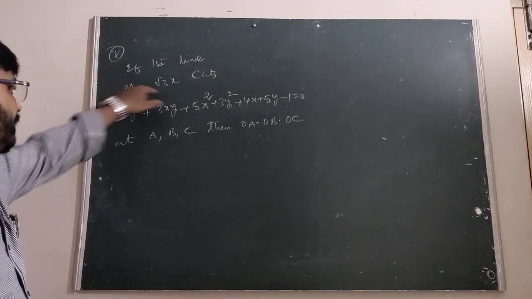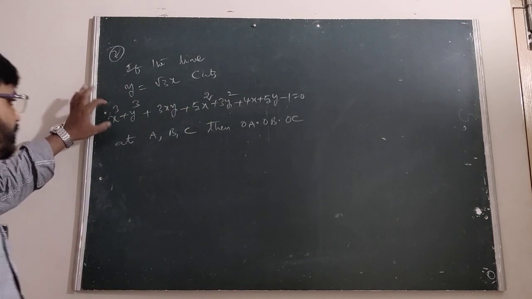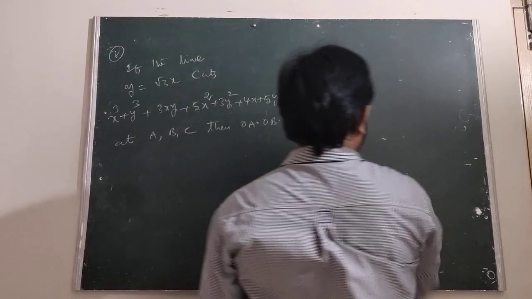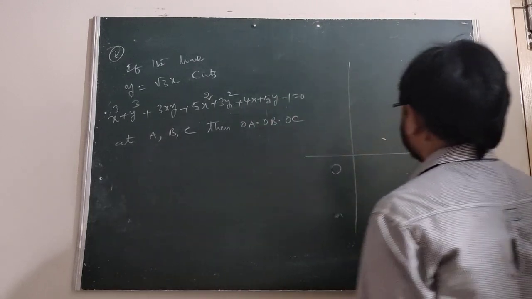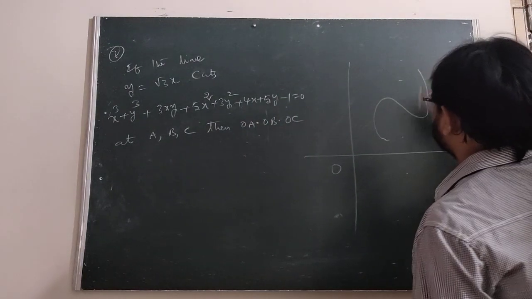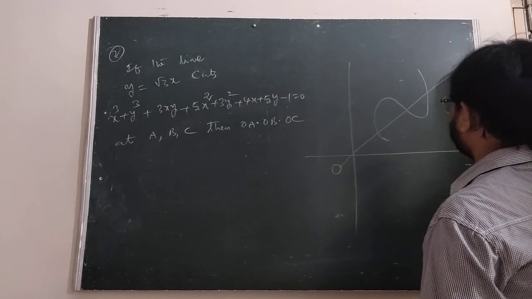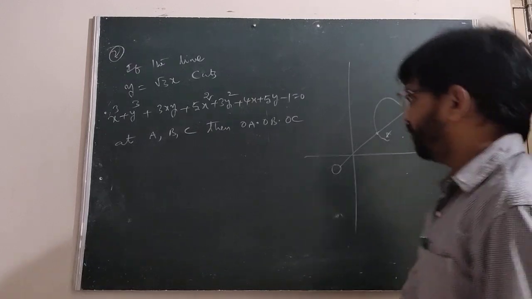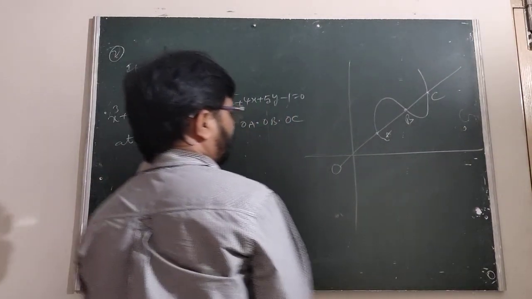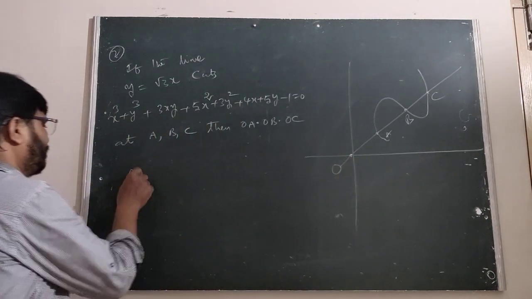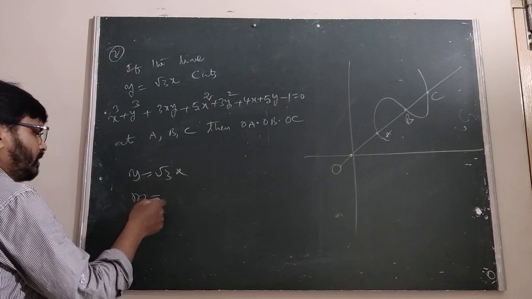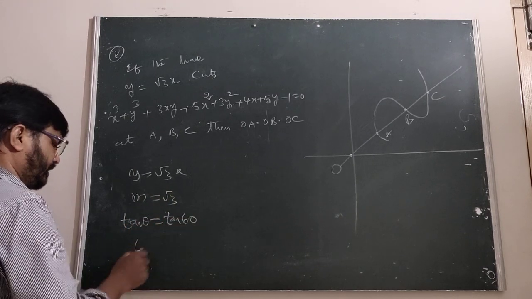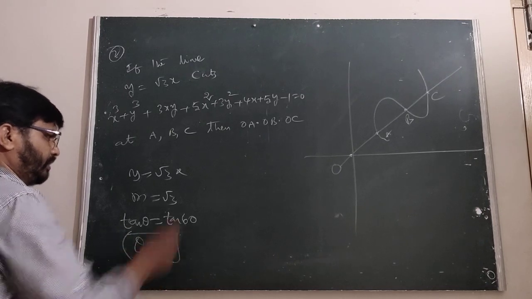Here, if the line y equal to root 3 x cuts the given cubic curve at A, B, C, then find OA, OB, OC. Suppose we are taking O. So now the given curve is just like this, and the line y equal to root 3 x intersects at A and B. This is C. Now we have to find OA, OB, OC. For y equal to root 3 x, m is root 3. Tan theta equals tan 60 degrees, so theta equals 60 degrees.